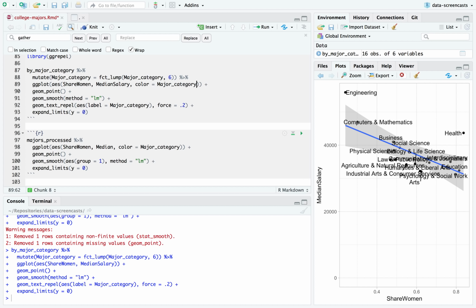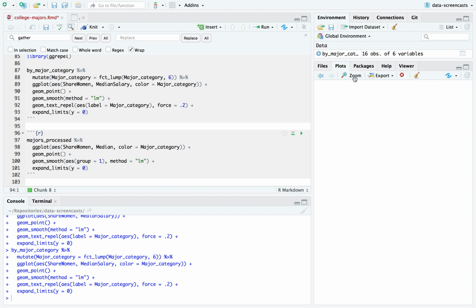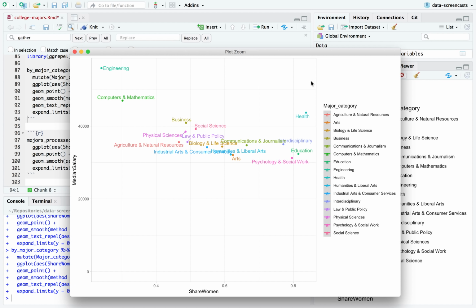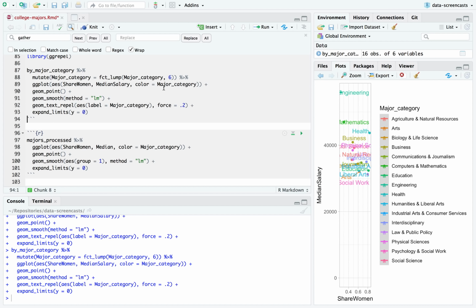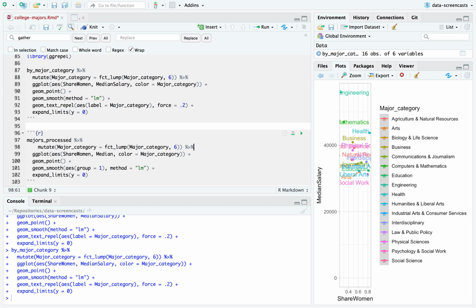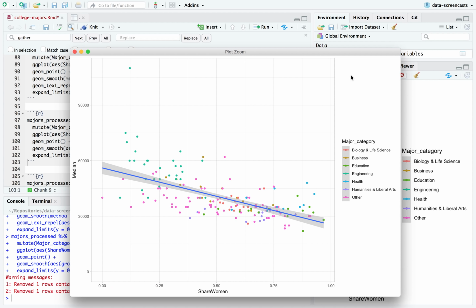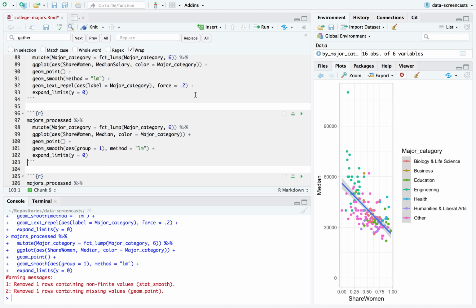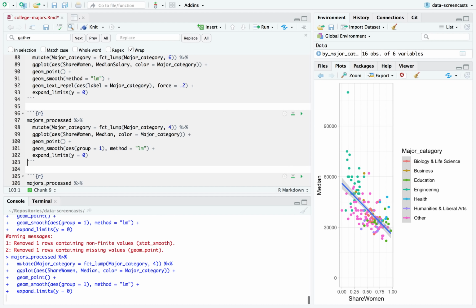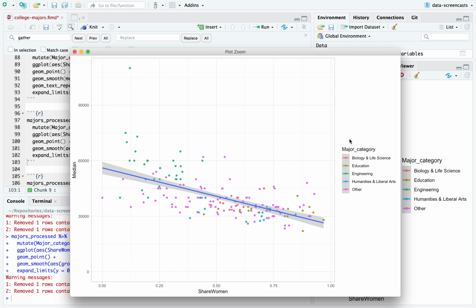Put it back. Let's find out, how does that look? How does that look? It doesn't. Oh no! Oops! I did it on the wrong graph. I meant to do it on this one. A little bit better. Still too many colors. 4 and other. Here's your engineering.